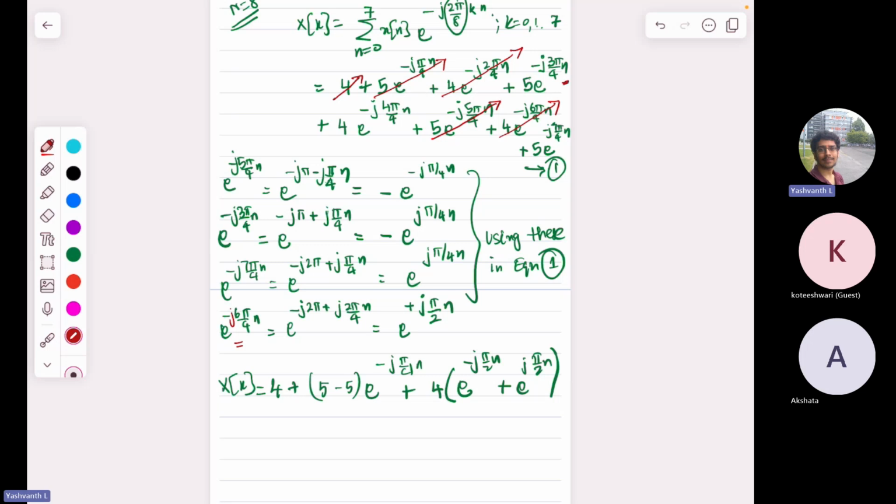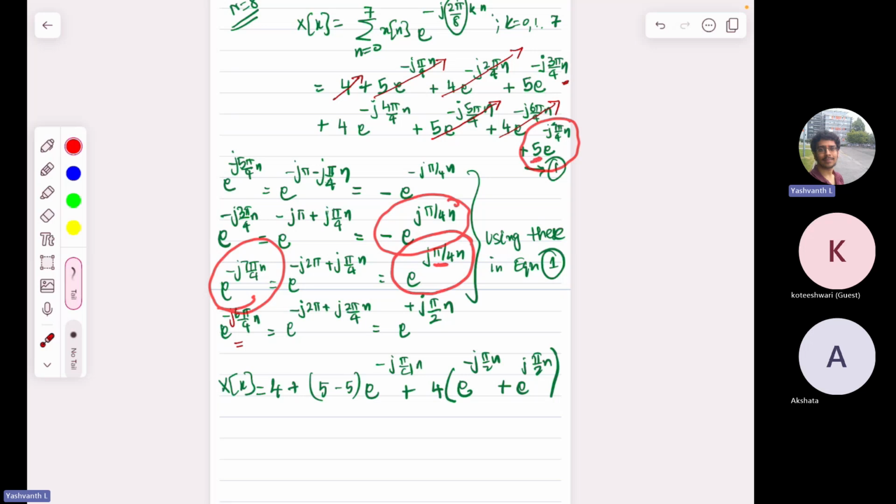This e power minus j 3 pi by 4n. What is e power minus j 3 pi by 4n? It is nothing but minus e power j pi by 4n. And this one, 5 into e power minus j 7 pi by 4n, is e power plus j pi by 4n.